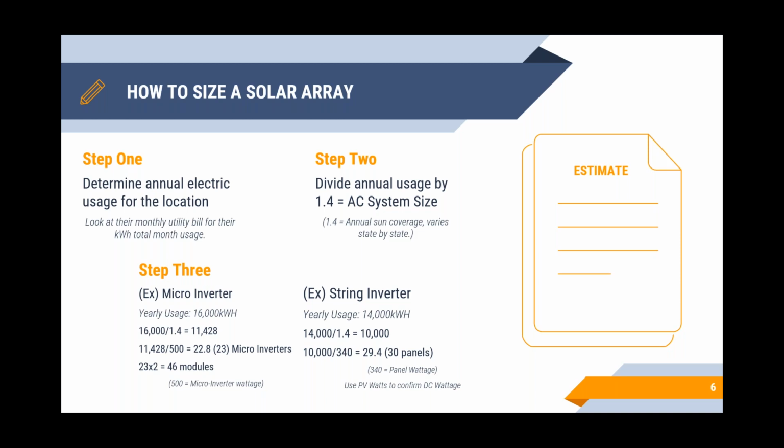Now, looking over at a string inverter setup, let's say their annual usage is 14,000 kilowatt hours a year. We're going to divide that by 1.4, and we get 10,000.